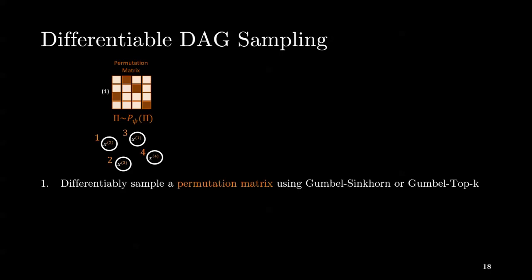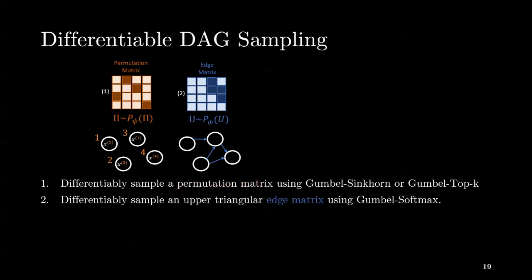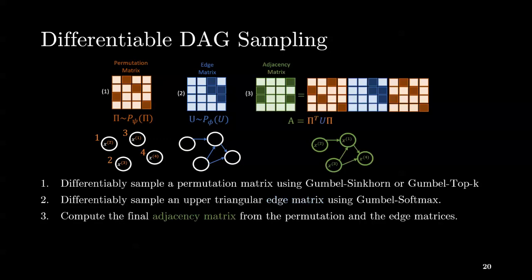First, the differentiable probabilistic model over DAGs, called DP-DAG, is composed of three simple steps which can be implemented in few lines of code. We first differentiably sample a permutation matrix using Gumbel-Sinkhorn or Gumbel-Top K-tricks, which allows to specify the ordering of the nodes in the final graph. Second, we then differentiably sample an edge matrix using Gumbel-Softmax trick, which allows to sample the existence of a relationship between nodes. And third, we compute the final adjacency matrix from the permutation and the edge matrices using simple matrix multiplication.